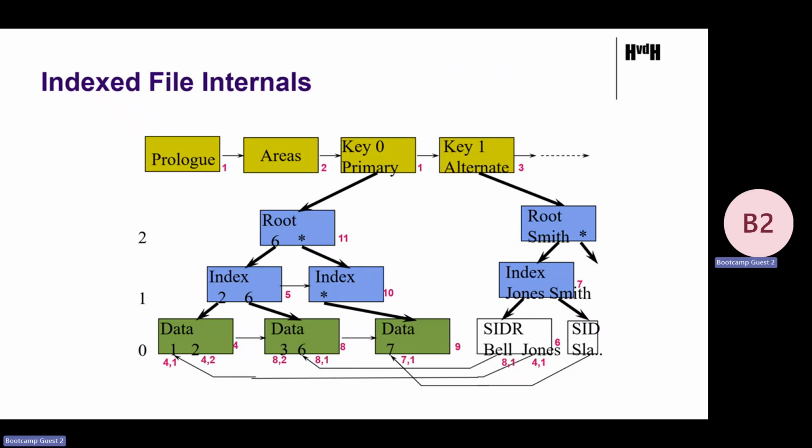And on the alternate key, what we remember is the 8,1 to point to this record. So Jones apparently had primary key value 6. This is the core of it. If you get this picture, you understand the index files. Close enough? Any more detail?